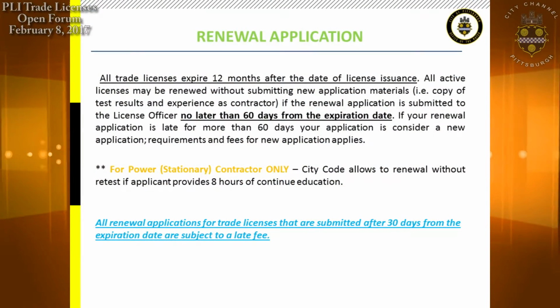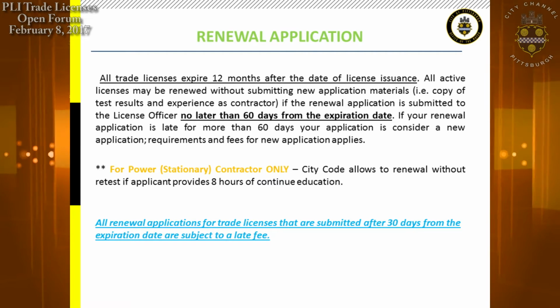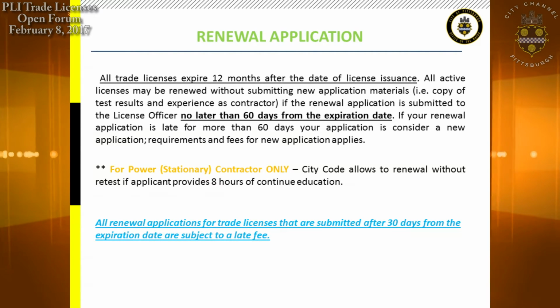Now, all renewal applications for trade licenses that are submitted more than 30 days after the expiration date are subject to a late fee. And this comes straight from the ordinance. The ordinance still gives you a gap: if your expiration date is April 30th and you came May 15, you can still renew without the late fee, okay?